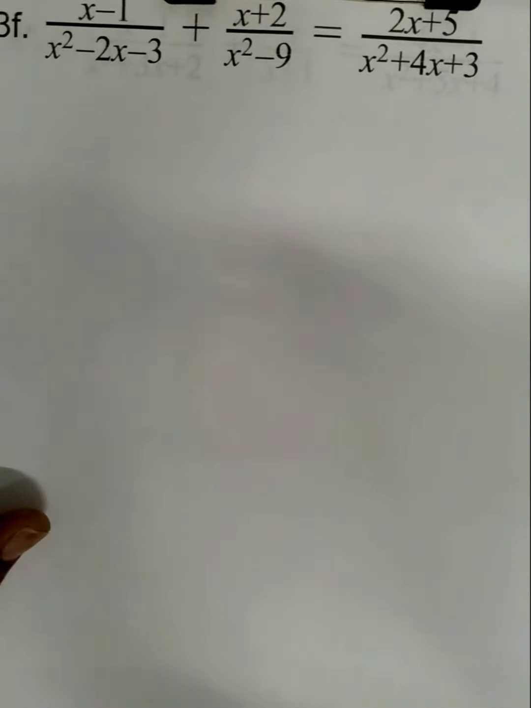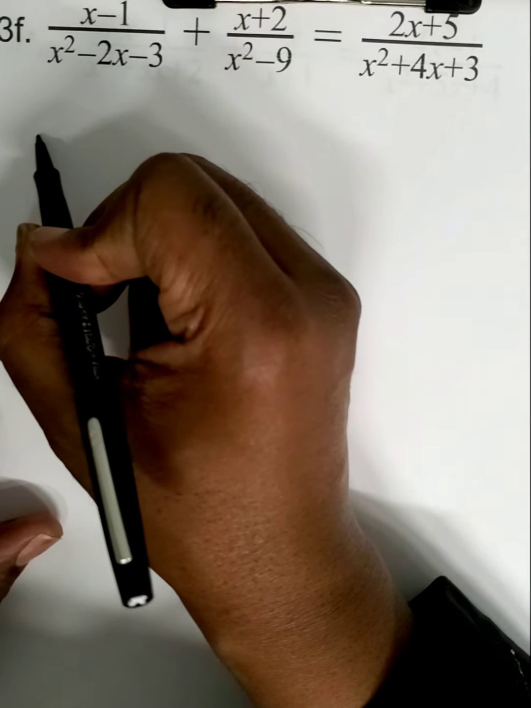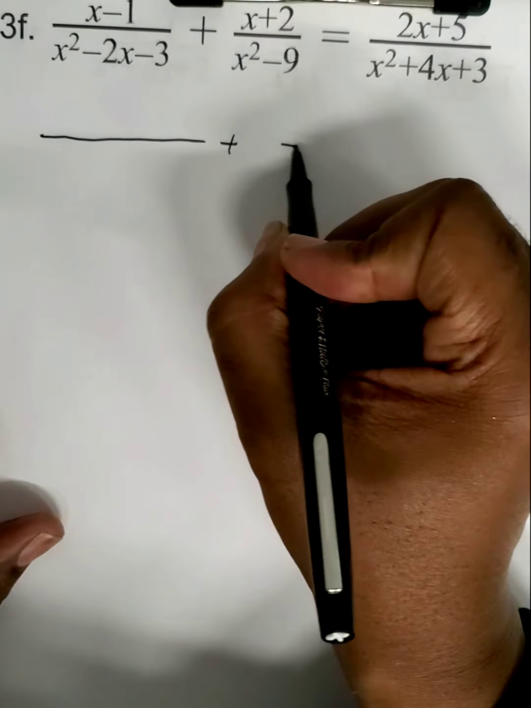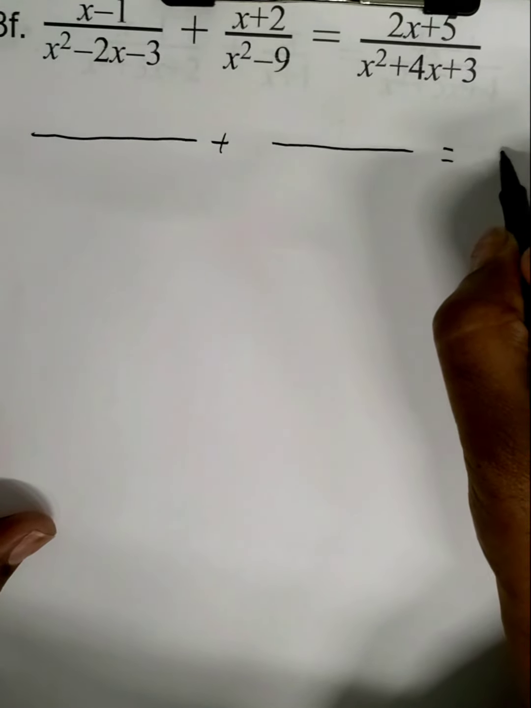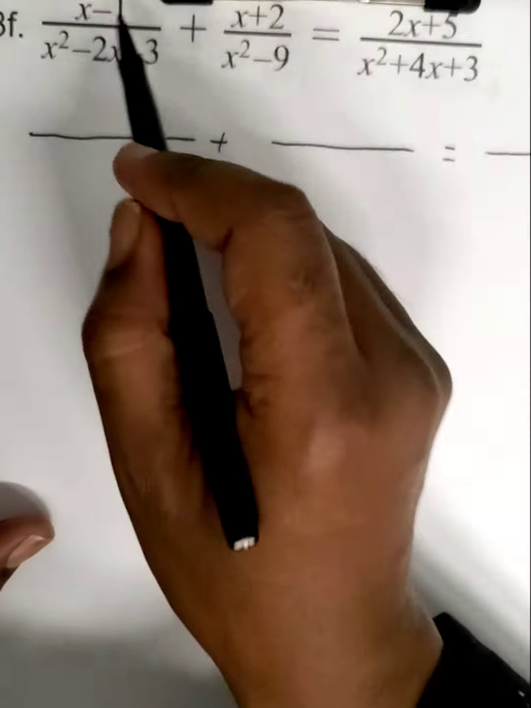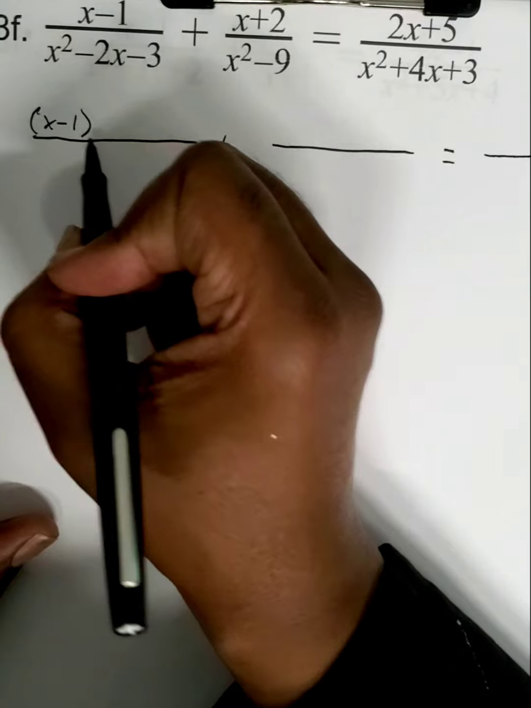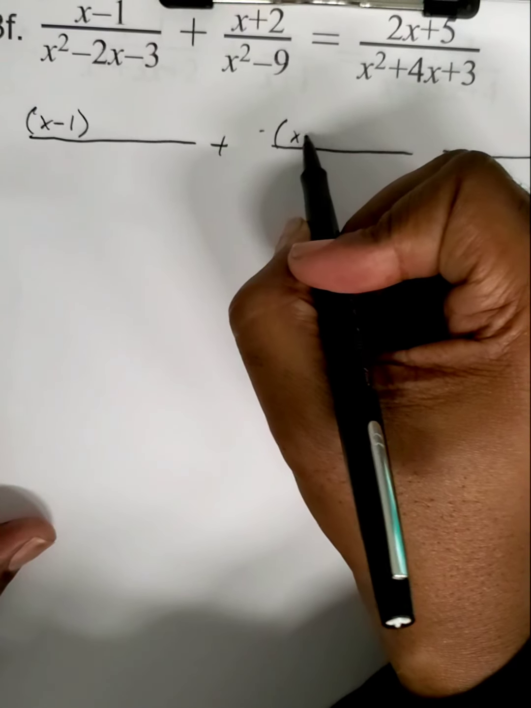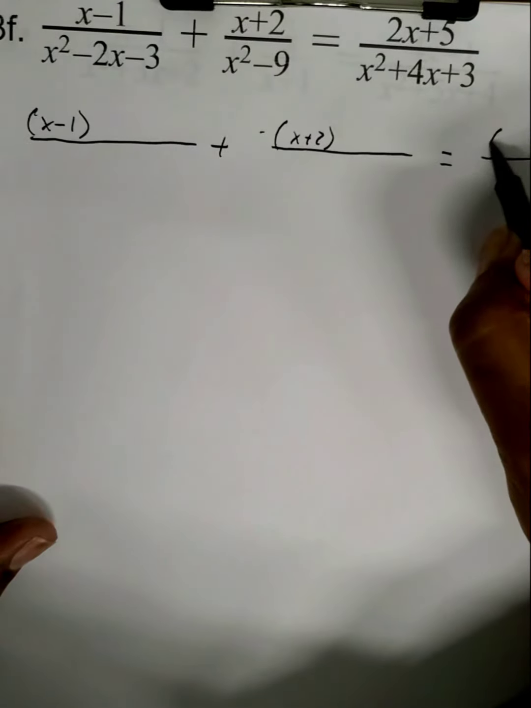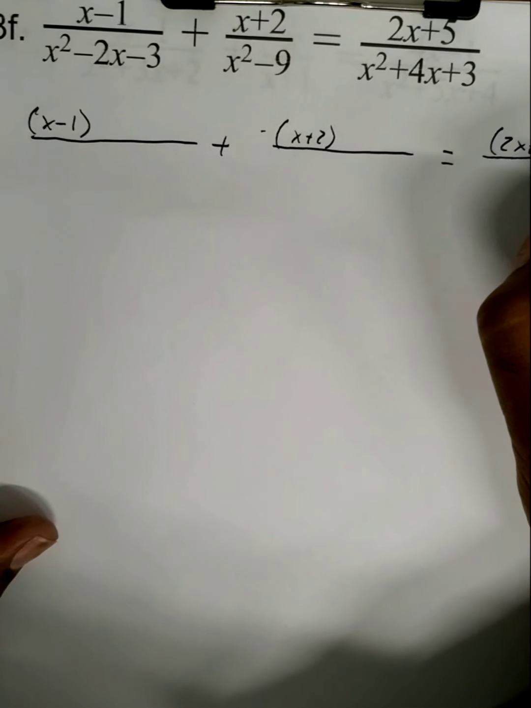Solving rational equations. To solve rational equations, all the denominators need to be factored so we can find the least common factor. So let's start that process. Extend these fraction lines just a bit. And then I'm going to rewrite the numerators so that they're all on the left with parentheses. So parentheses x minus 1, parentheses x plus 2, and parentheses 2x plus 5.